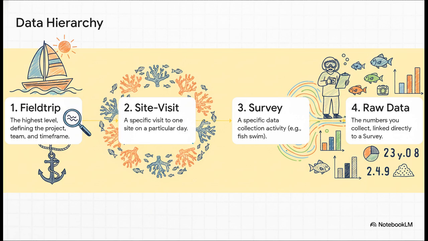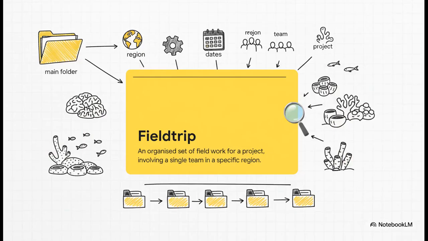As you can see, it all flows in a logical chain. You start at the top, the highest level, by defining the field trip. Then, nested inside that, you create each site visit. And finally, within each of those visits, you log your individual surveys. Your raw numbers, the data you actually collect, that's the final piece of the puzzle, and it gets attached right to a specific survey.